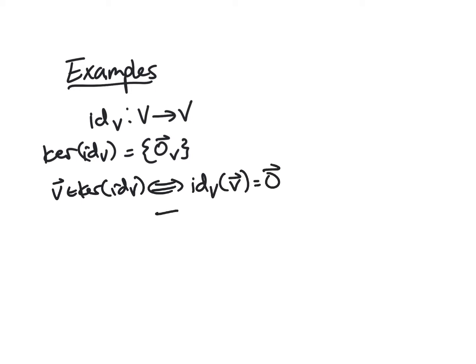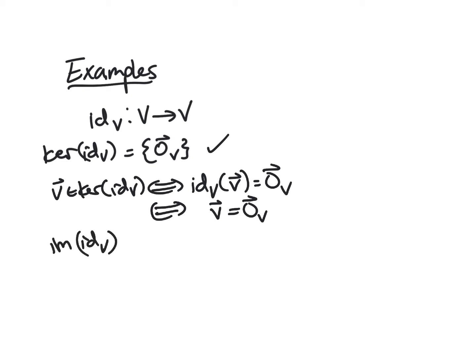But then we know what this means because we know what the identity map does. It sends v to itself. And so this is true if and only if v is 0. Well, that is it, right? We know that this is the only thing that's in the kernel. So that one's proven. And my claim is that the image here is all of V.